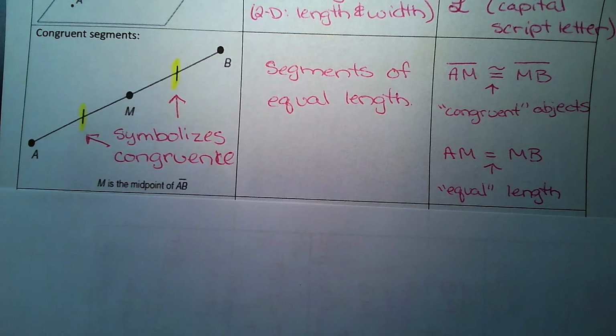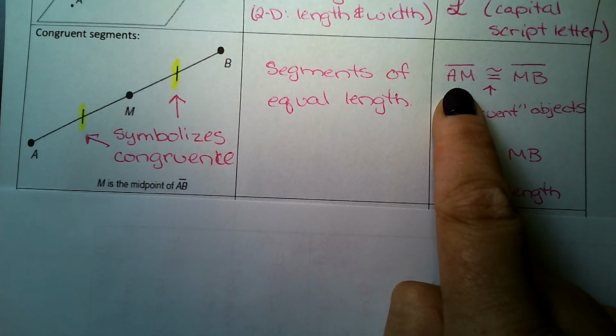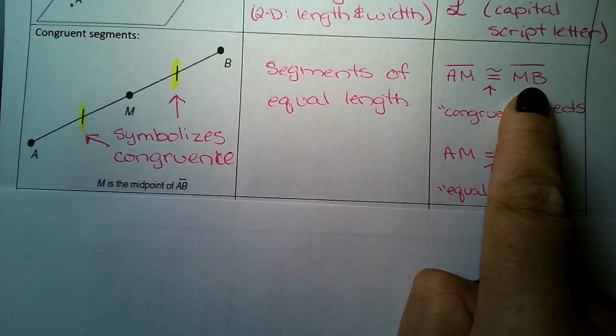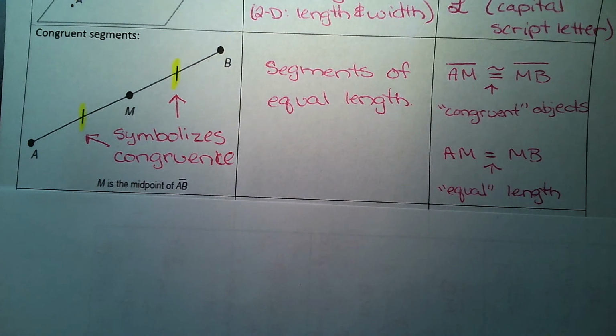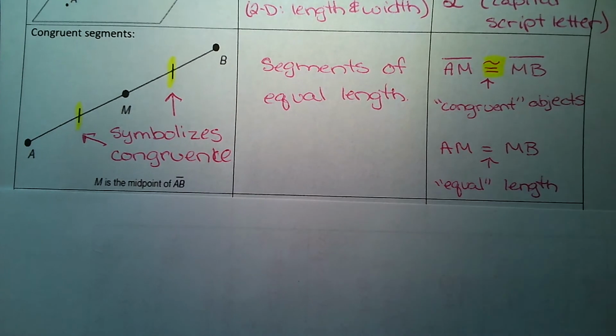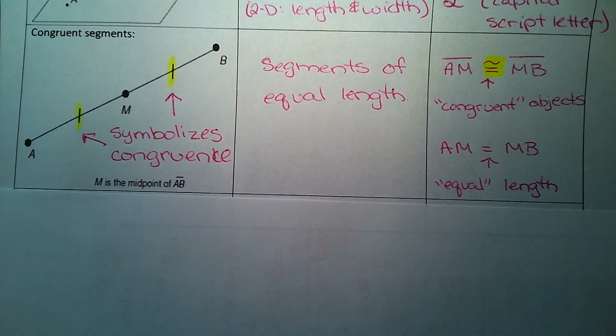Symbolizes congruence. So we can say segment AM is congruent to segment MB. This symbol over here, it's not a mistake. It's an equal sign with a squiggly over top. That is your symbol for congruent. So here we're saying that these 2 objects are congruent. These 2 objects are the same.